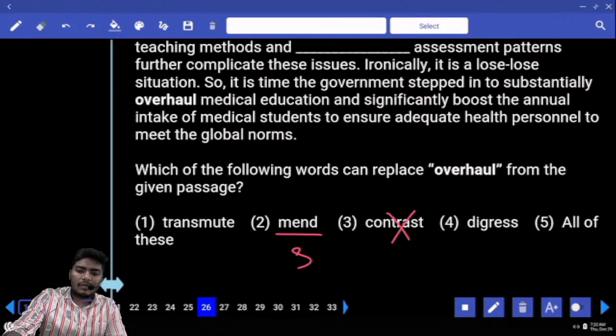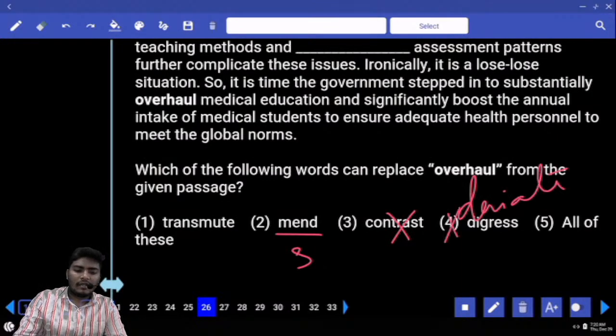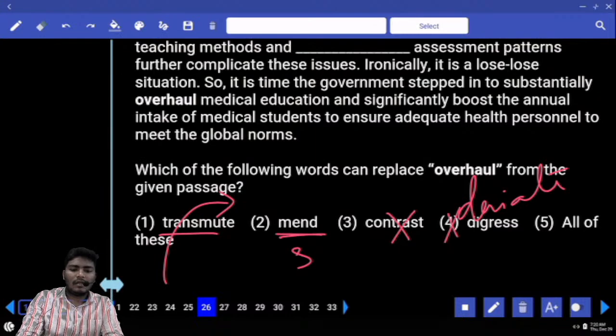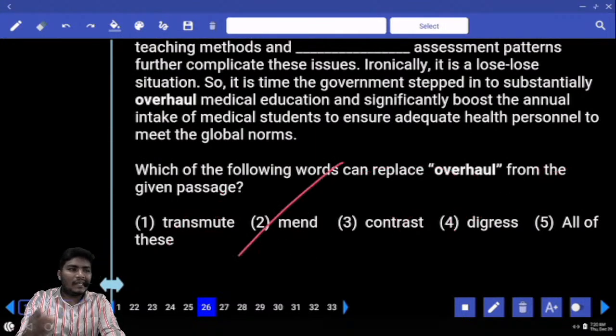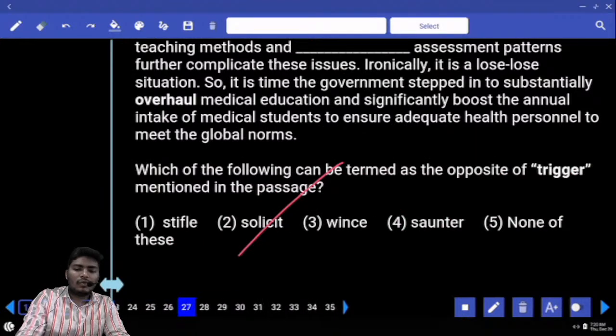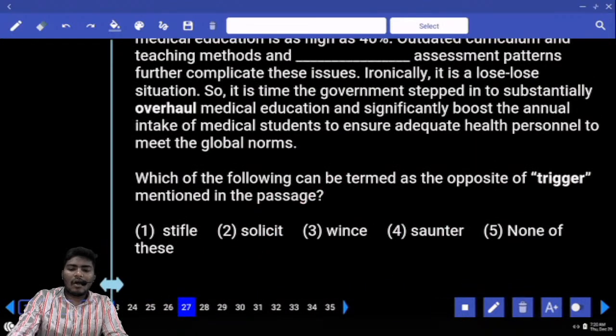Digress, not possible. Digress is to deviate, not relevant. So transmute or mend. Transmute used to change from one thing to another thing. Overhaul is to repair. So answer comes only with the mending. Next, move to 27. Trigger, opposite is needed.